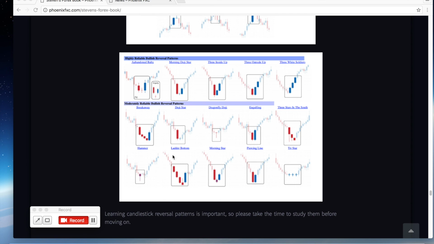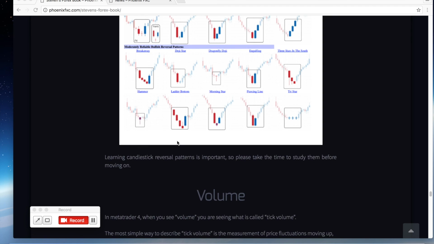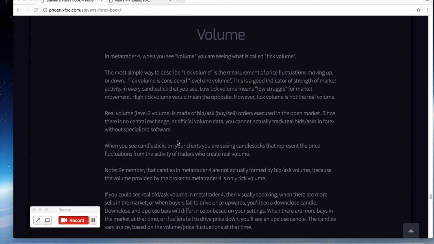And some moderately reliable bullish reversal patterns. Feel free to pause this if you need to take a look at these because they're important. And so I mentioned earlier volume. Volume is a pretty cool thing, and I'm going to tell you why.